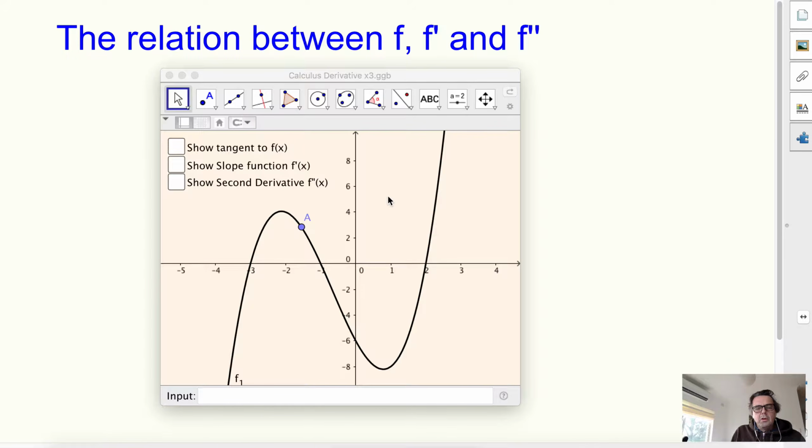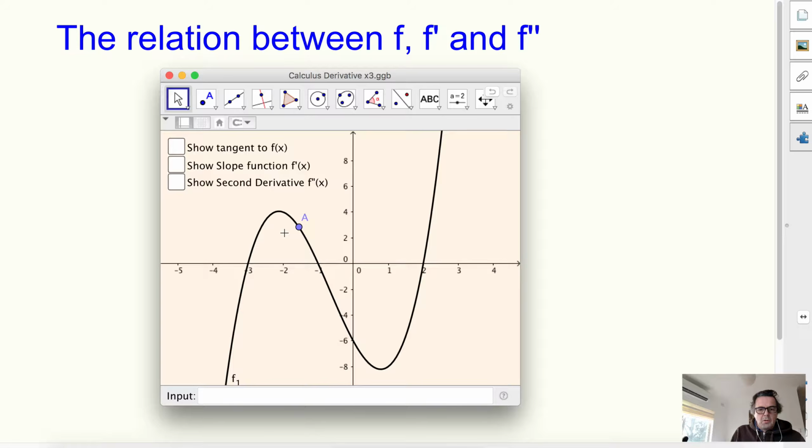In this video we will have a look at the function, its derivative and the second derivative. Now what you see here is a function, and you may recognize it as a cubic function. This shape is for a cubic function. And there's a point A on the function that I can move about.